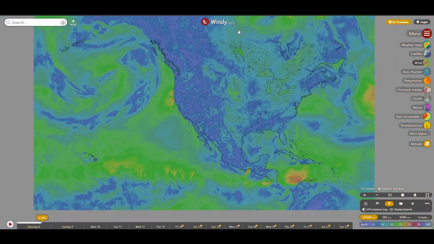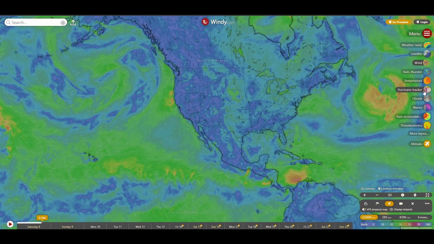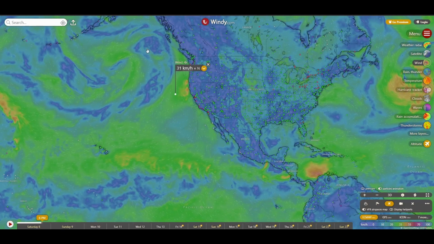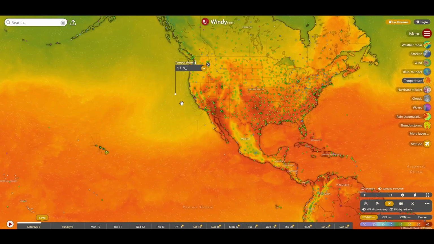Our set of tools is Windy. Here we have temperature layers, wind layers, rain layers, and cloud layers. We can look at things like wind speed, at what speed and in what direction the cyclone is moving, whether it's warm or cold. We can toggle through everything and take a look.